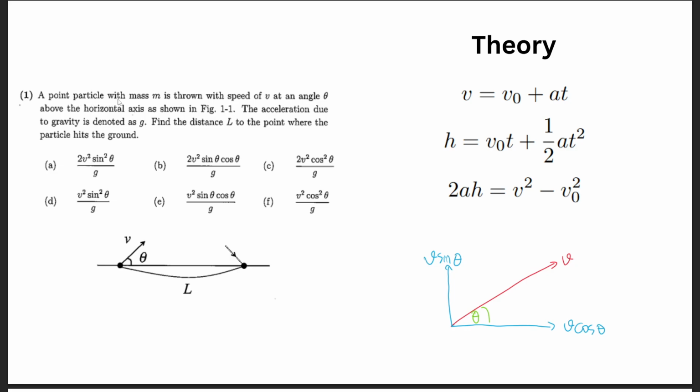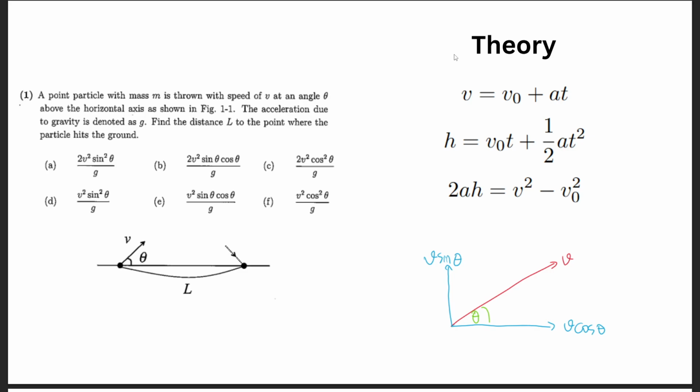A point particle with mass m is thrown with speed of v at an angle theta above the horizontal axis as shown in figure 1.1. The acceleration due to gravity is denoted as g. Find the distance L to the point where the particle hits the ground.